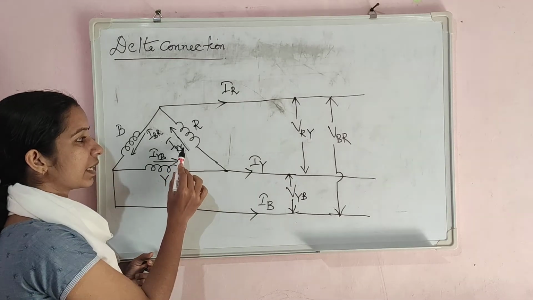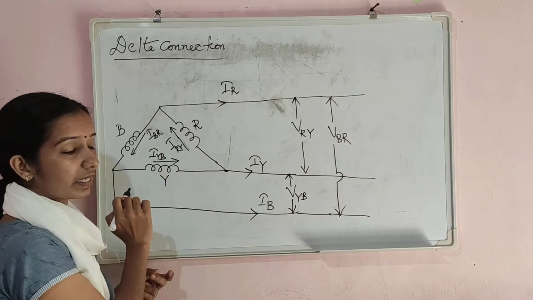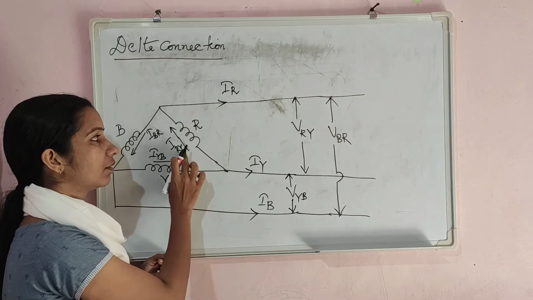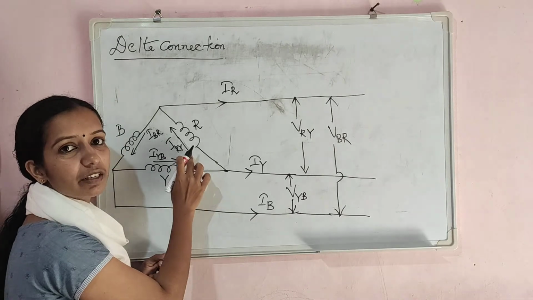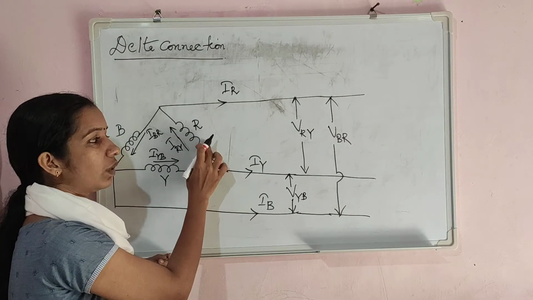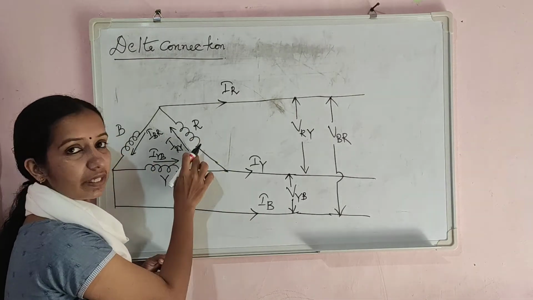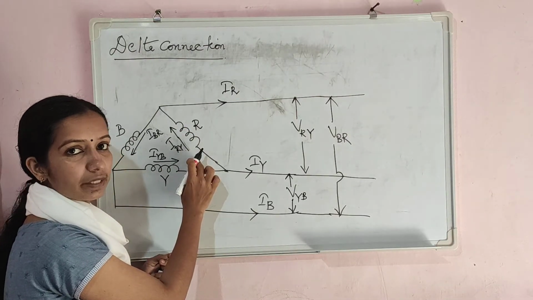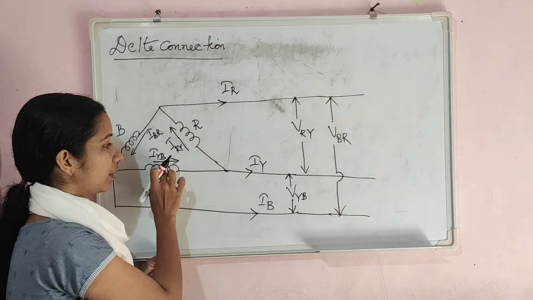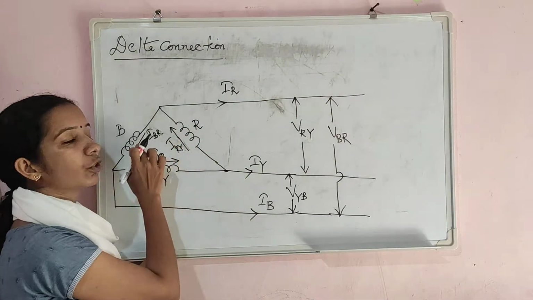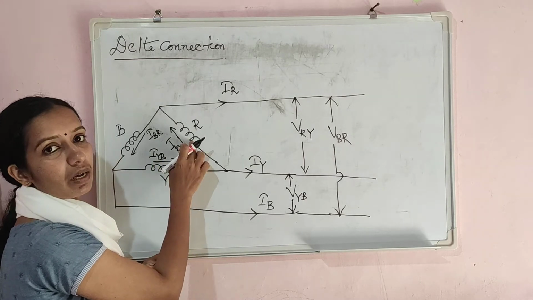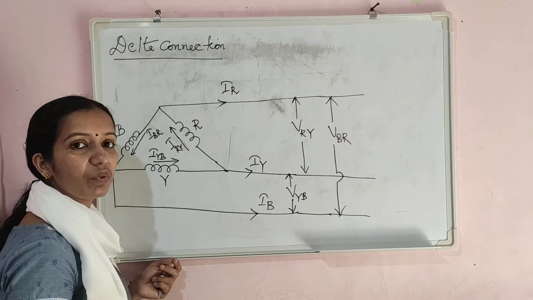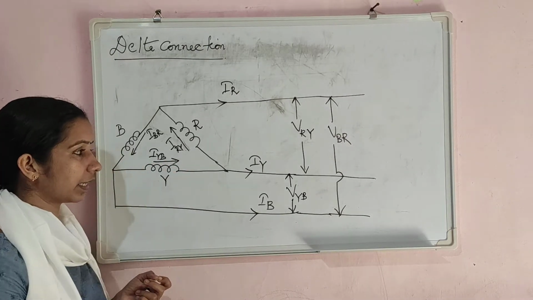So phase currents are IRY, IBR and IYB. So how will you remember this? See, for R phase the current is IRY, that is the current flowing through R phase which is coming from Y. So current flowing through R coming from Y, and here current flowing through B coming from R, IBR. Current flowing through Y coming from B, IYB. So these are the three currents.